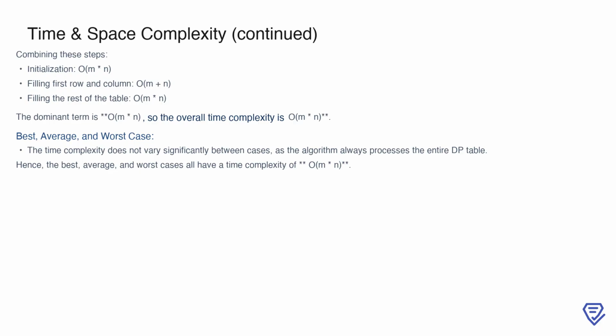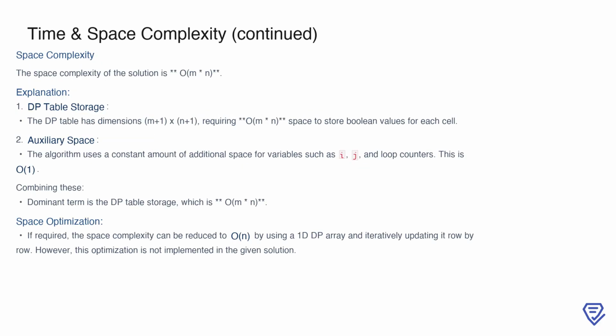Importantly, the time complexity remains the same across best, average, and worst-case scenarios because the algorithm systematically processes the entire DP table in every case. Thus, regardless of the input, the time complexity is always O(m*n). The space complexity of this solution is O(m*n). This is primarily due to the storage required for the DP table, which has dimensions m+1 by n+1 and stores Boolean values for each cell. This accounts for the O(m*n) term.